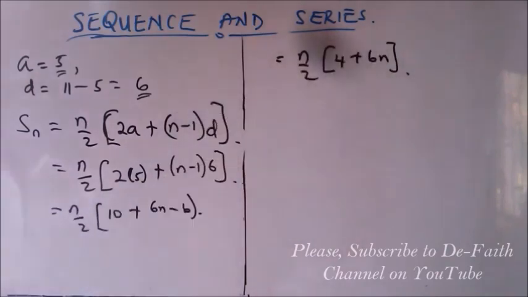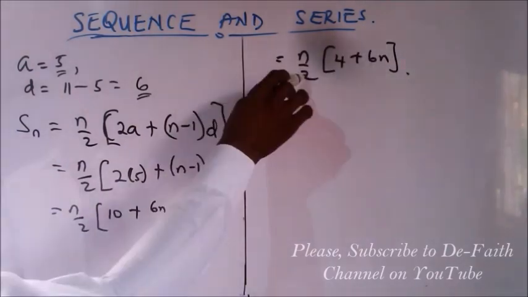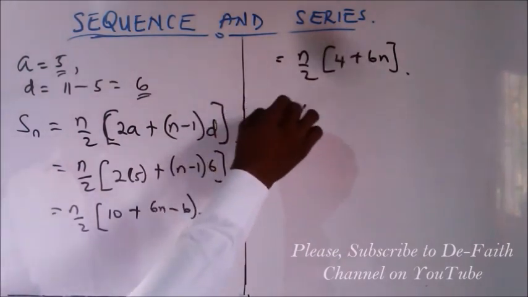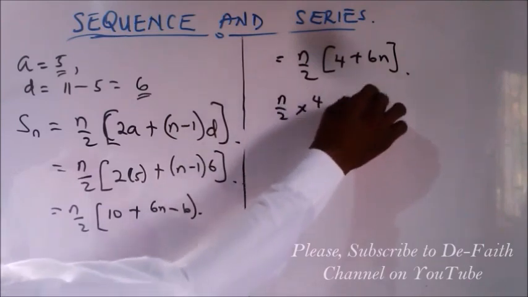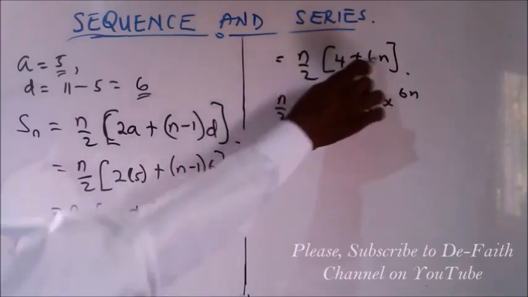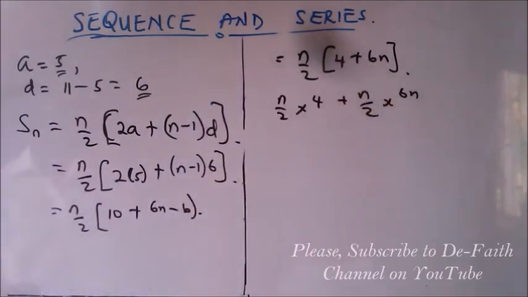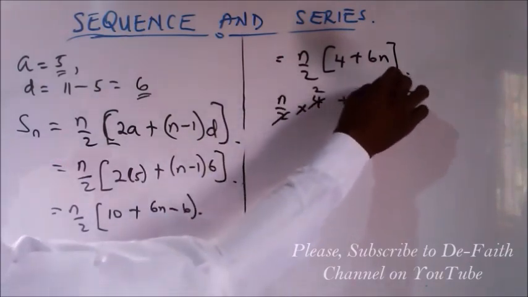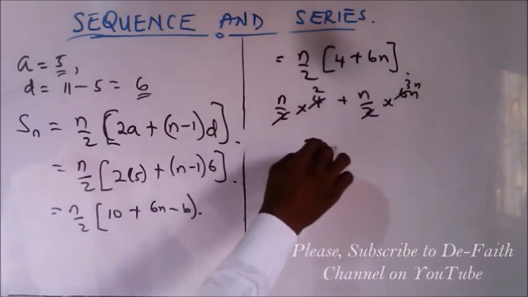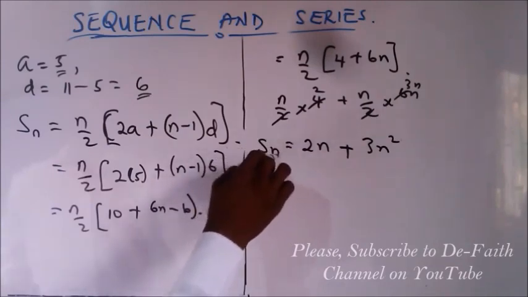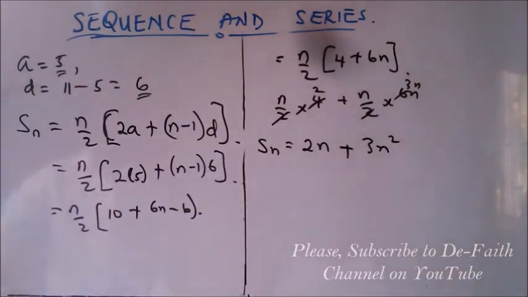Next, we'll open these brackets. We could use this to multiply each of the numbers inside this bracket, or let's take it like this: n over 2 multiplied by 4 plus n over 2 multiplied by 6n. Since this n over 2 is meant to multiply each of the numbers inside this bracket, so 2 cancels 2, for we have 2 here, and then we have 3n. So we are left with 2n plus 3n squared. So we have that the sum of the first n terms of this AP is 2n plus 3n squared.